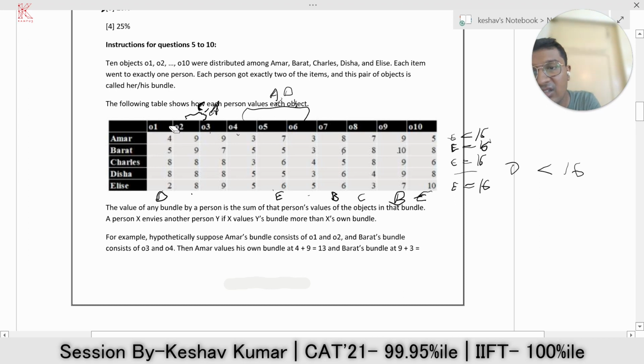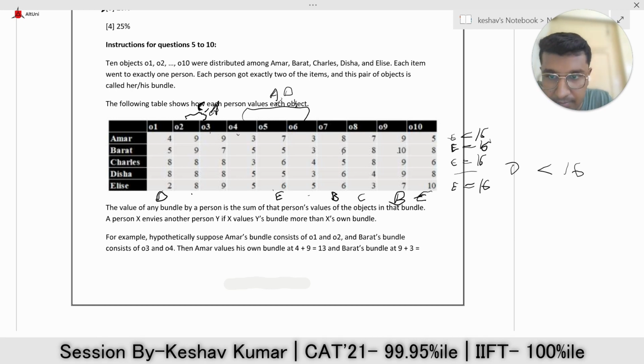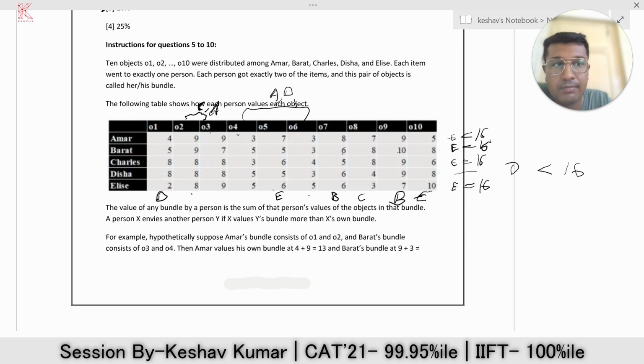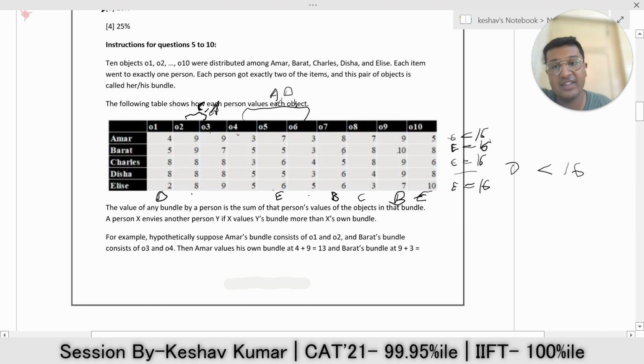So D gets O1. Now let's take that NV1 situation. Okay, so whom all can D envy right now? E and B he can definitely envy. Alright, but can he envy A? No, because his value is less than 16, and D can only envy a person who values his bundle more than 16.